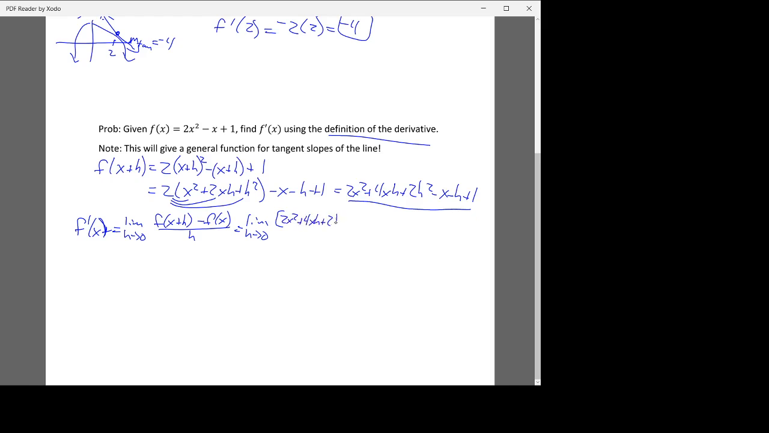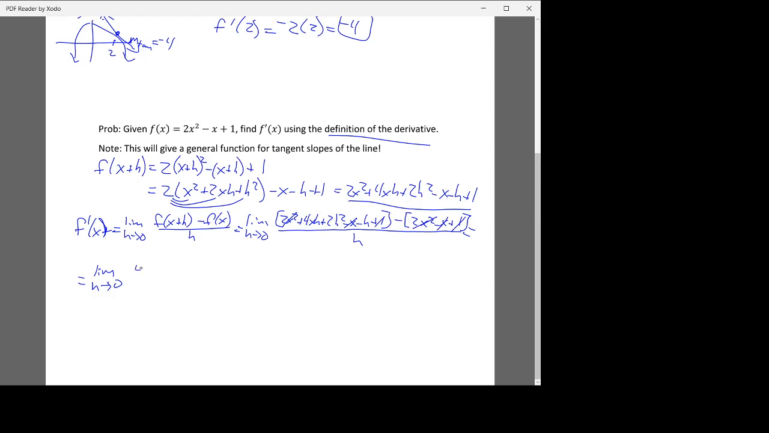4xh plus 2h squared minus x minus h plus 1. And then subtract f of x, which was what we were originally given, 2x squared minus x plus 1. You can kind of see we want that because we want some things to cancel. And then over h. So I still have a limit, so we can't plug the 0 in to a denominator. So 2x squared cancels with 2x squared. Just look over here. There's a minus x. That's the additive inverse of minus x. And 1, the additive inverse of 1. That's what that minus in front means. So all those things cancel.